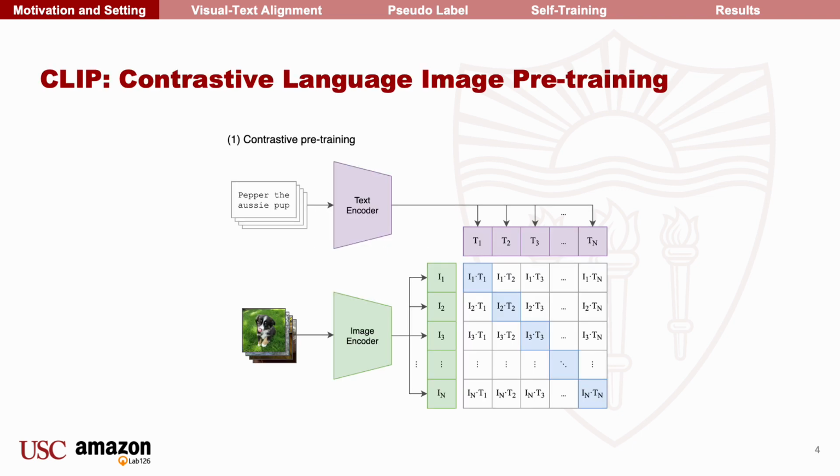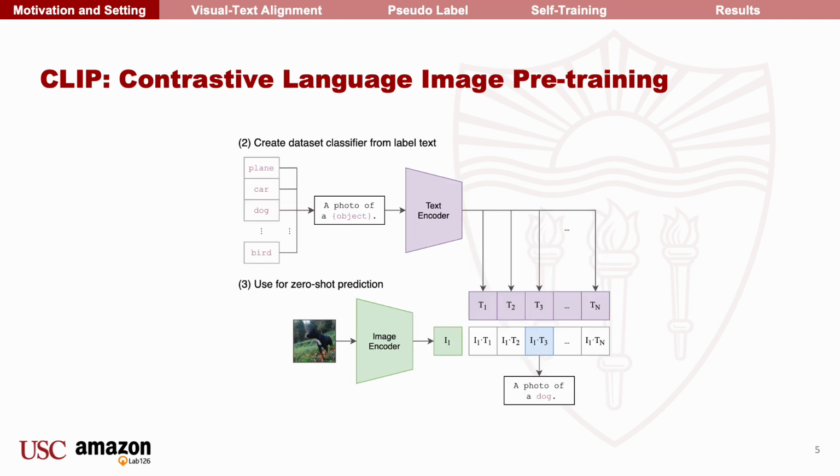ReCLIP is a language image foundation model that matches images with their captions through contrastive training, which pulls close the visual and text embeddings from the same pair and pushes away embeddings from different pairs. With large-scale pre-training over 400 million pairs of web-retrieved image caption pairs, ReCLIP has obtained impressive representations for both visual and text inputs and the ability to perform zero-shot classification.